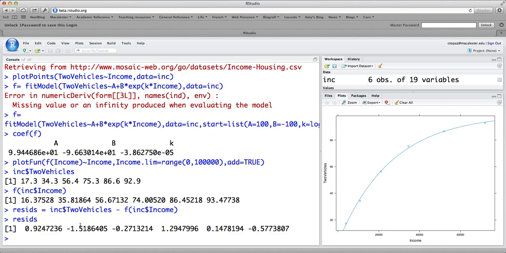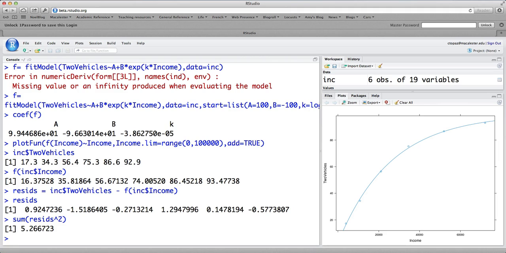We often will talk about the sum of the squared residuals as a measure of the goodness of fit of a model. And I won't go too much into this here, but it's just to say that if you want to add up these residuals, their squares, you can take them, square them, ask for the sum, and you get this number here.